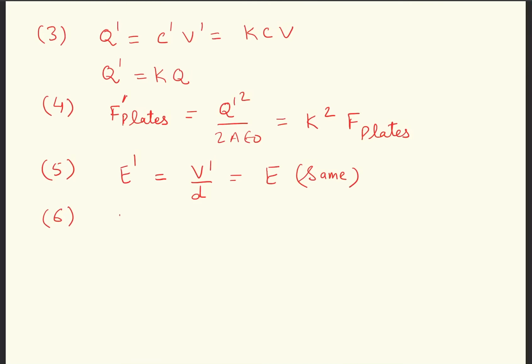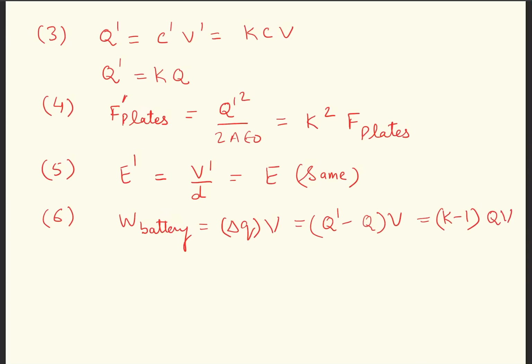Now if we see what is work done by battery during this process, work done by battery is delta Q into V. If delta Q charge flows from battery after inserting the slab, then work done by battery is delta Q into V. Here delta Q will be equal to Q dash minus Q, so that is equal to Q dash minus Q into V. So Q dash is K into Q, so this is equal to K minus 1 into QV. This is work done by battery.